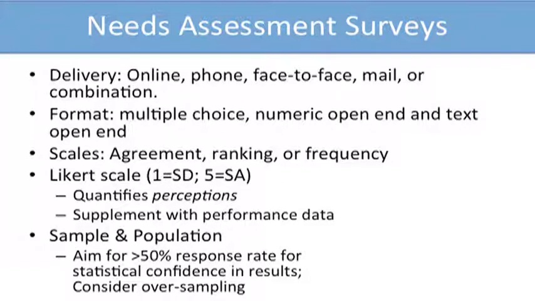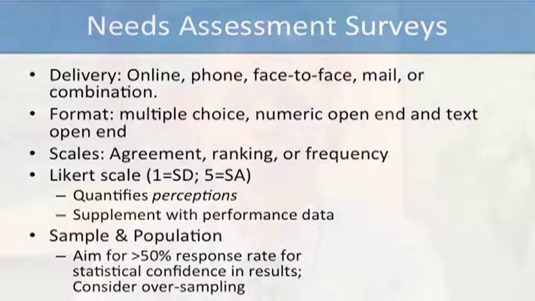So are we going to use a scale that's an agreement scale? Maybe 1 is strongly disagree and 5 is strongly agree. Or are we going to ask people to rank? Given a list of 10 items, which 3 would you rank as most important? Or are we going to use a frequency scale? How many times in the last year have you used the procurement process?